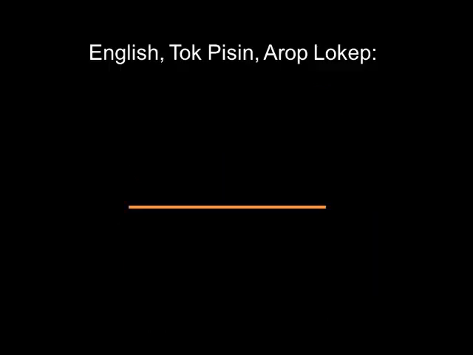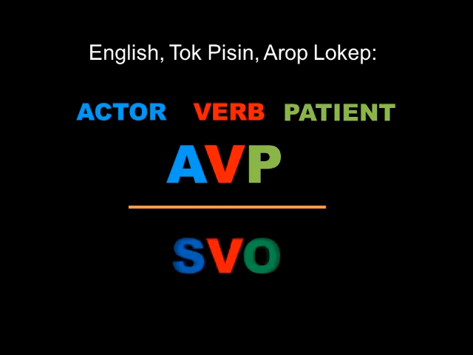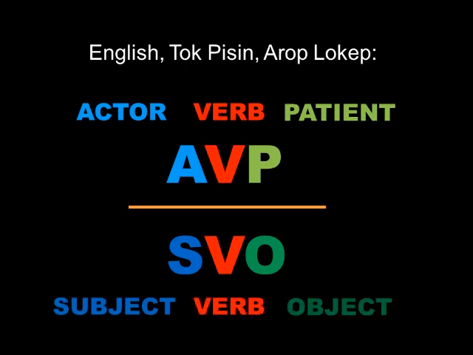Notice that in all of these sentences in English, Tok Pisin and Arap Lokep, the order of the parts is the same. The actor comes first, and then the verb, and then the patient. We can say that the order is AVP. Sometimes people say the order is SVO, subject, verb, object.